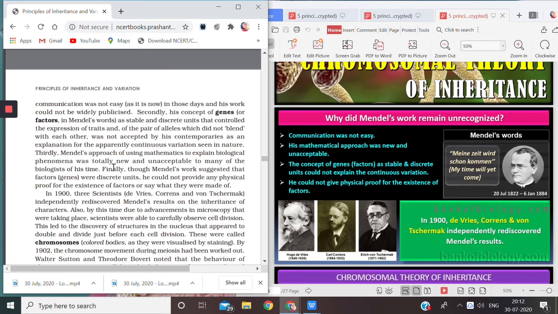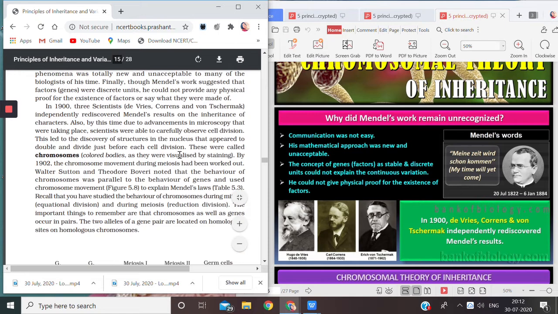Then finally, the last point here, children, see in your book: though Mendel's work suggested that factors or genes were discrete units, he could not provide any physical proof for the existence of factors or say what they were made of. Though he was talking about those factors, though he was talking about the genes, he could not prove or provide its physical proof.